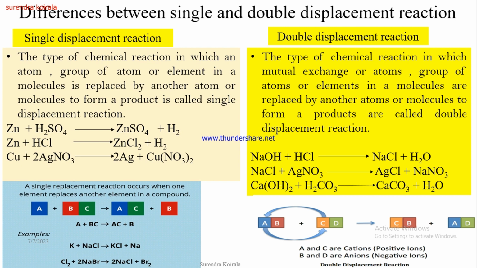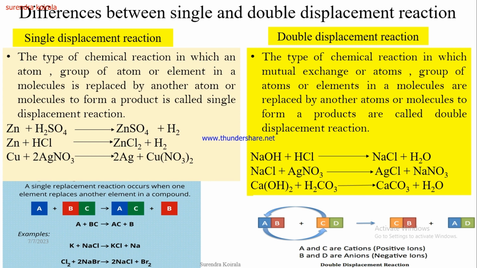A single displacement reaction occurs when one element replaces another element in a compound. For example, A and BC compounds undergo a reaction with each other when B is displaced by A. So AC compound is formed and B is displaced from the compound.